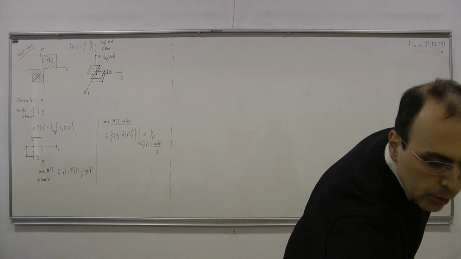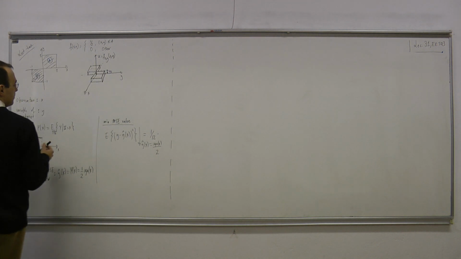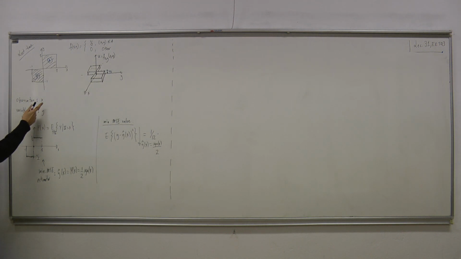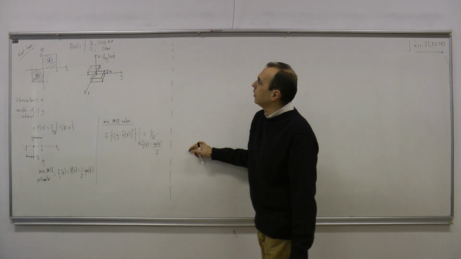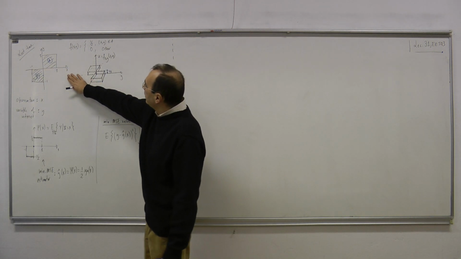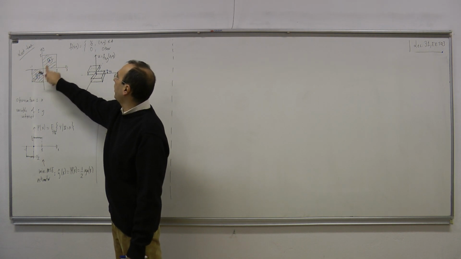So this is lecture number 31 of EE 503. And in lecture number 30, in the last part, we have solved this example. So let's remind ourselves what this example is. Assume that we have a density which is flat in this region indicated by A.